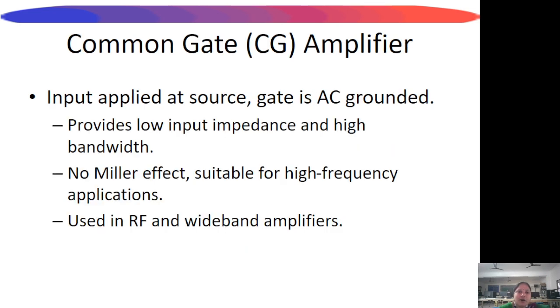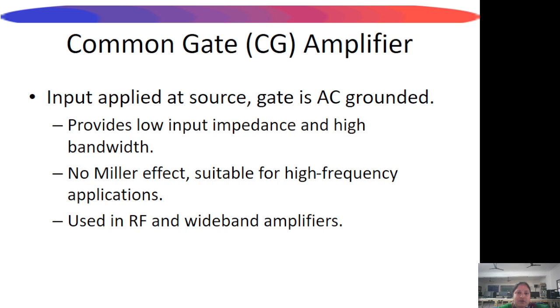Next we see about the common gate amplifier. In the common gate amplifier, the input signal is applied to the source terminal. The gate terminal is AC grounded. The output is taken from the drain terminal. The configuration provides low input impedance.